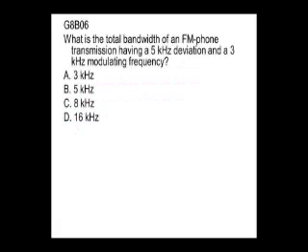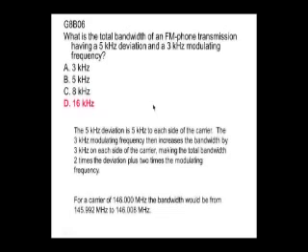What's the total bandwidth of an FM phone transmission having a 5 kilohertz deviation and a 3 kilohertz modulating frequency? Okay, we're looking now for the total bandwidth of this signal. We have 5 kilohertz deviation and a 3 kilohertz modulating frequency. Let's take a look at what's going on here. The 5 kilohertz deviation is 5 kilohertz to each side of the carrier. So we're already with a bandwidth of 10 kilohertz wide with the 5 kilohertz deviation of the signal. Okay? And then the 3 kilohertz modulating frequency increases the bandwidth by 3 kilohertz on each side of the carrier, making the total bandwidth 2 times the deviation plus 2 times the modulating frequency.